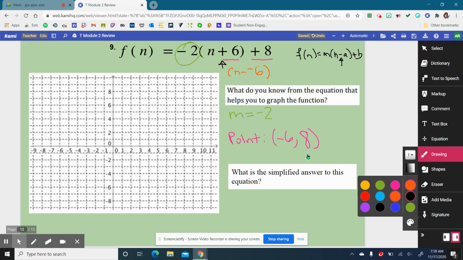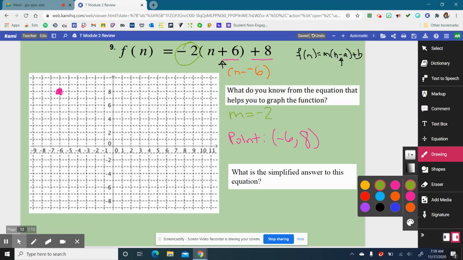So first I'm going to plot my point (-6, 8). Start at your origin, go to -6 on the x-axis, go up to 8, plot your dot. Okay, so that's my first point that I was given. Now I have to deal with this slope.